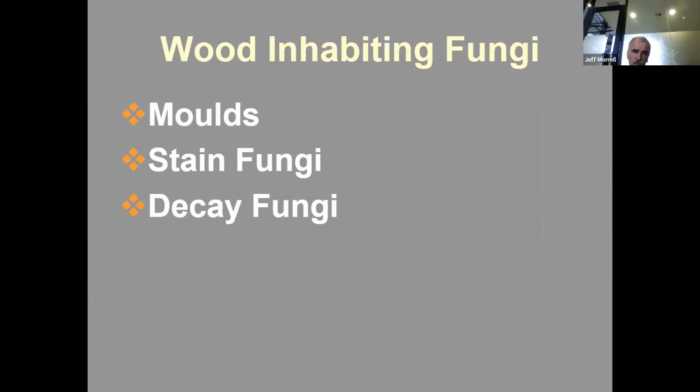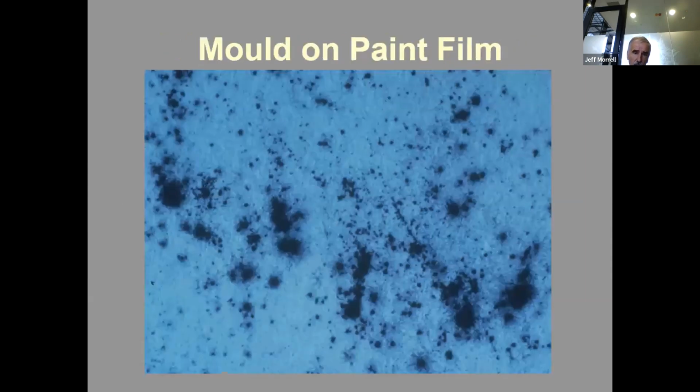As I said, we have different types of fungi. We have molds, we have stain fungi, and we have decay fungi. So this is an example of mold on paint film. Molds don't use the wood as a resource. They grow on sugars or even pollen and things that land on the wood or the paint film itself. They produce spores very quickly that then float through the air and start the cycle again.